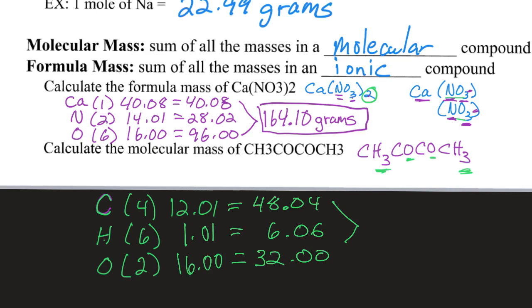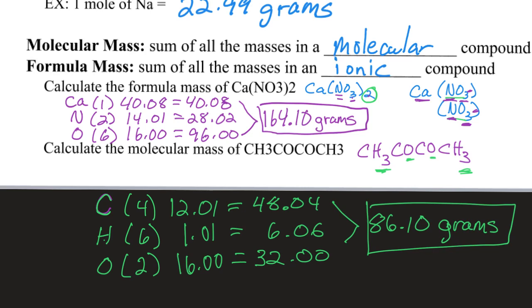48.04 plus 6.06 plus 32.00 equals 86.1, and I gotta have that 0, so I have the right number of significant figures, grams. And there we have it. Now, I'm going to keep going and actually do the homework problems. So if you watch this right up to the very end, you'll actually be able to check your homework.